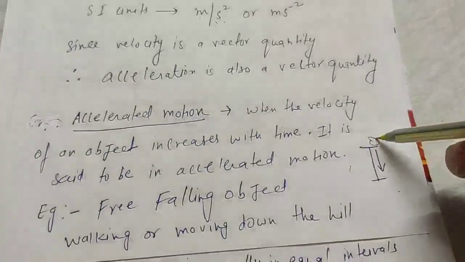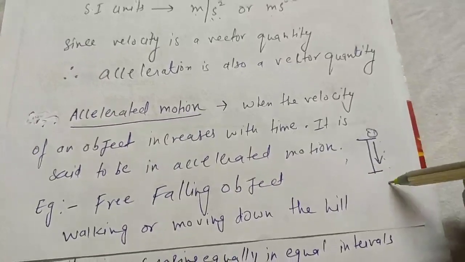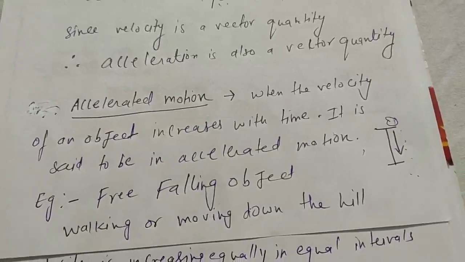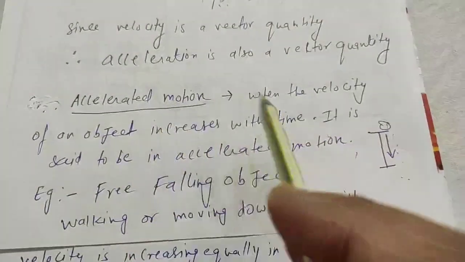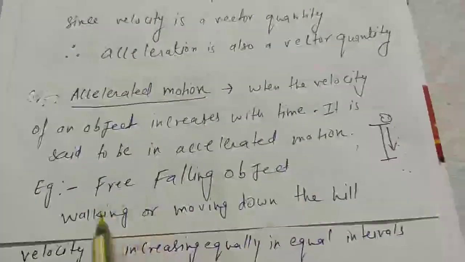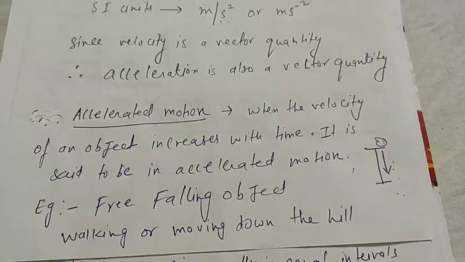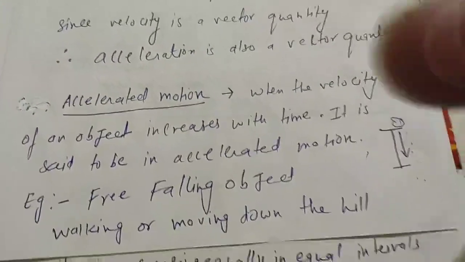Here the velocity is 0 because we are holding it, and after 1 second 5, then 10, 15, 20, and when it is just about to touch the ground, its velocity will be maximum. That means speed is increasing. So that is a free falling object. Always the speed increases with time. Walking or moving down a hill, you will see that our velocity keeps on increasing. That is accelerated motion.